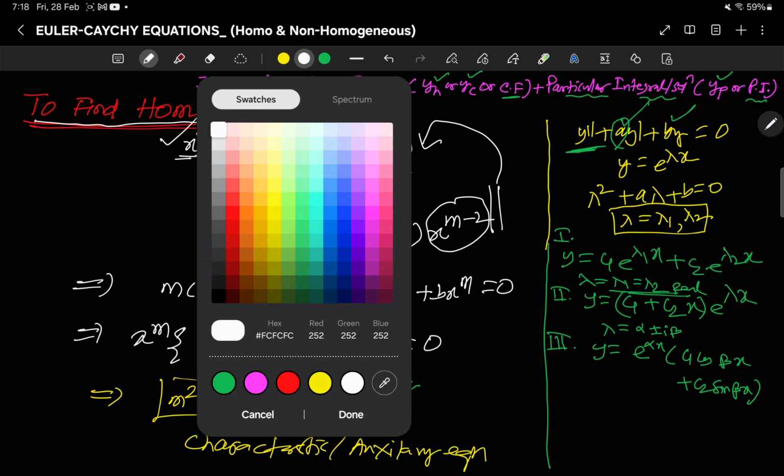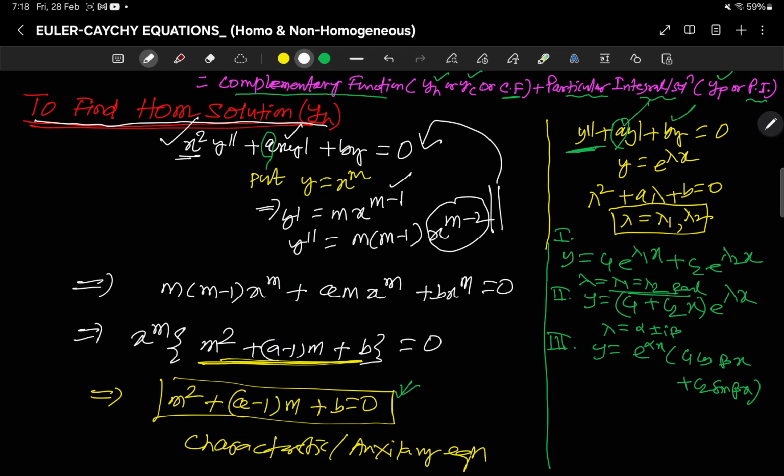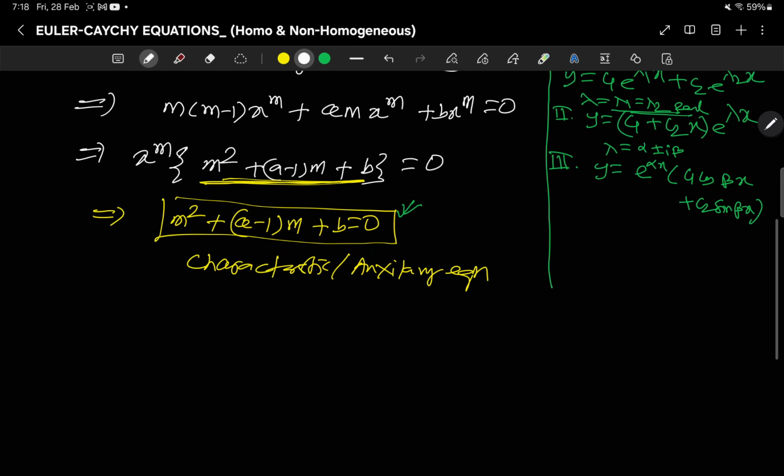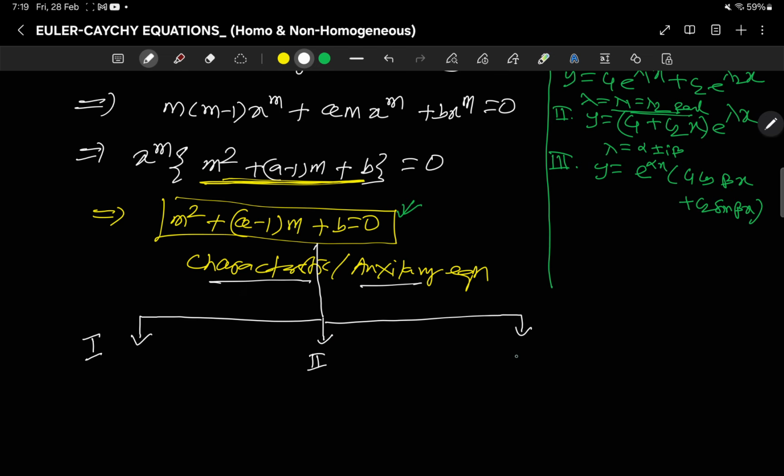We will extend the solution here. You see here, for the characteristic equation or the auxiliary equation, the values of m can be classified into three categories: real and distinct, real and repeated, and complex conjugate. It is lambda real and distinct.